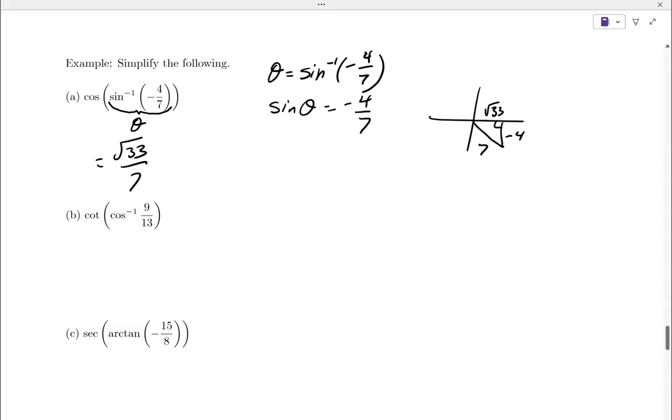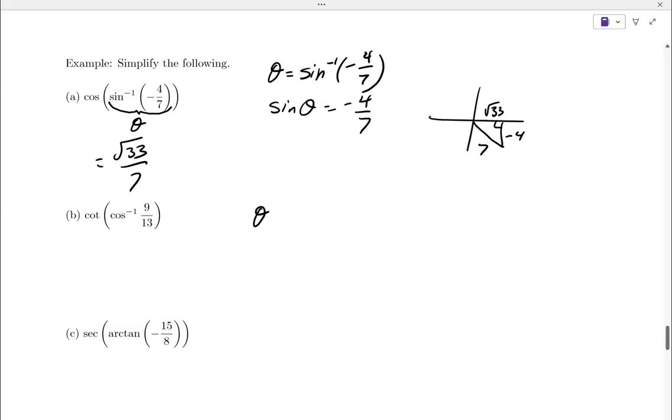Does this type of problem look familiar? I give you the sine of an angle and you figure out the cosine of the angle? Does that look like a problem we've done? I think so. Yeah. All right. Let's look at the next one.